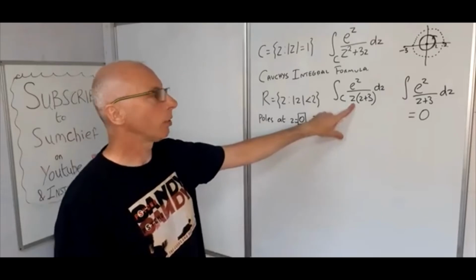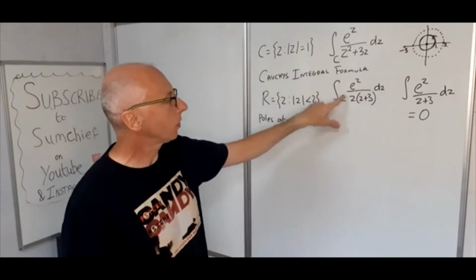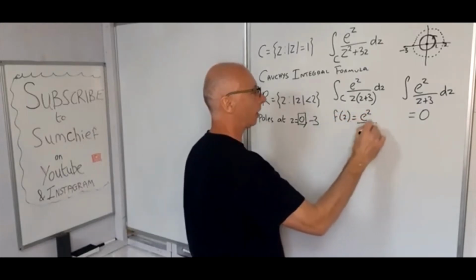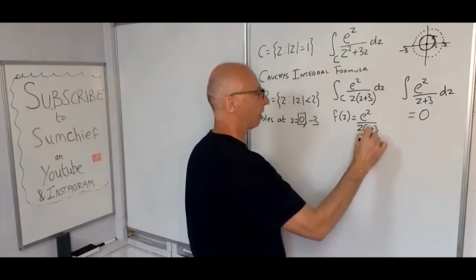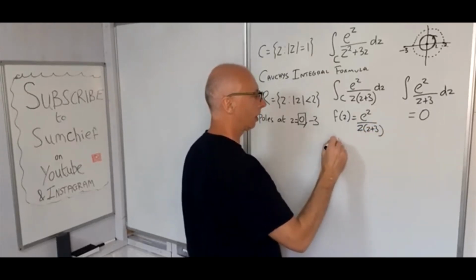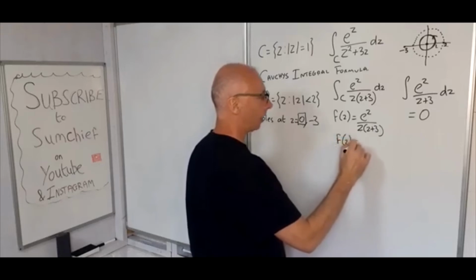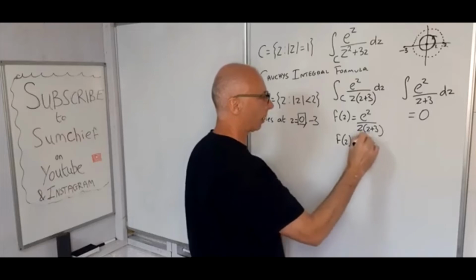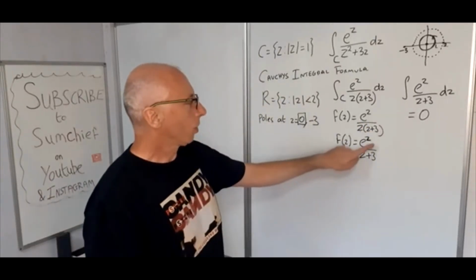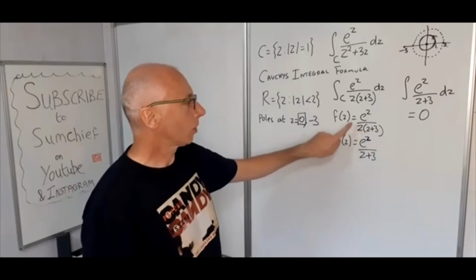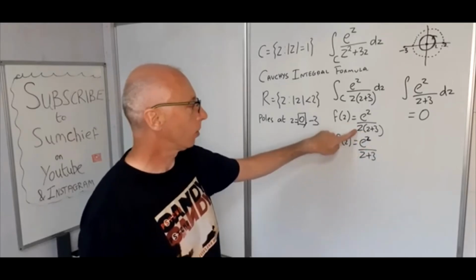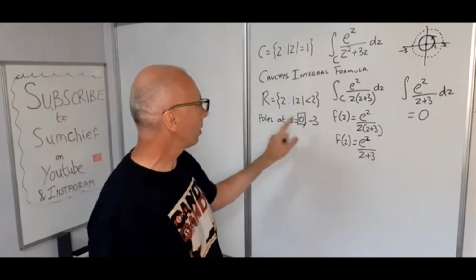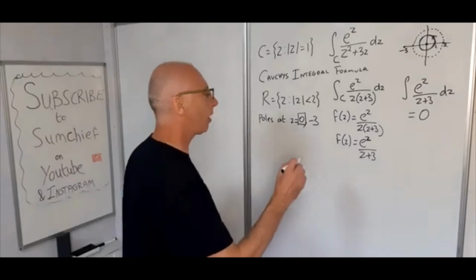So what we need to do now, all we do is take this out of this function. So we let f of z equal e to the z over z plus 3. Take this one out and we're left with f of z equals e to the z over z plus 3. That's our function left without the singularity, because the function is not analytic at z equals 0. So now what we do is calculate this function at 0 and multiply by 2 pi i.